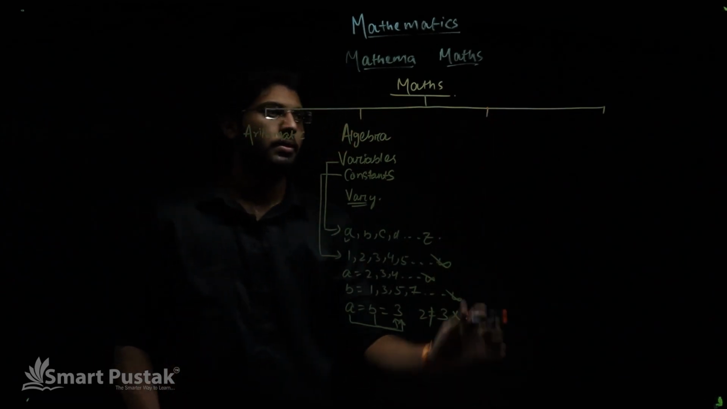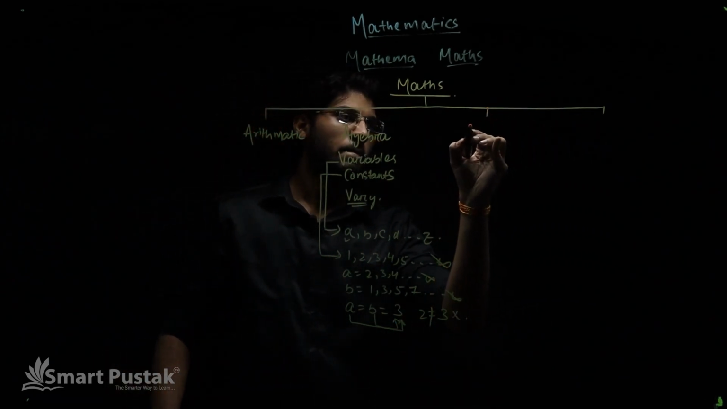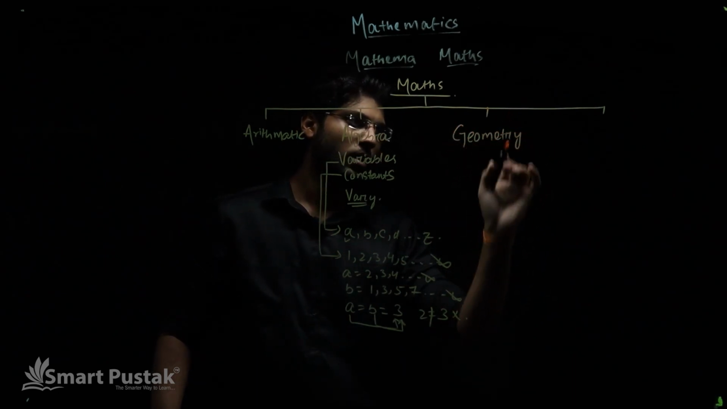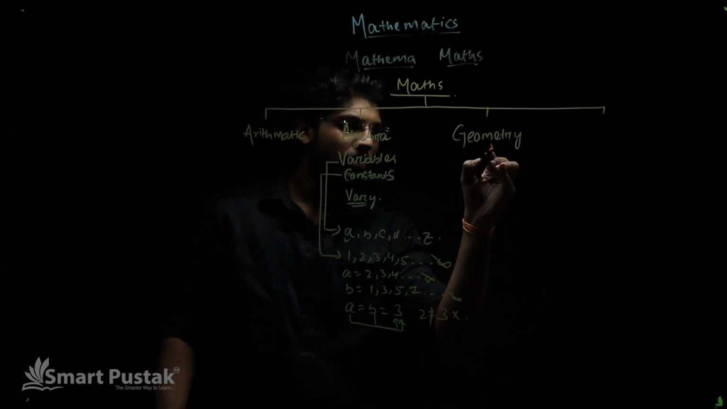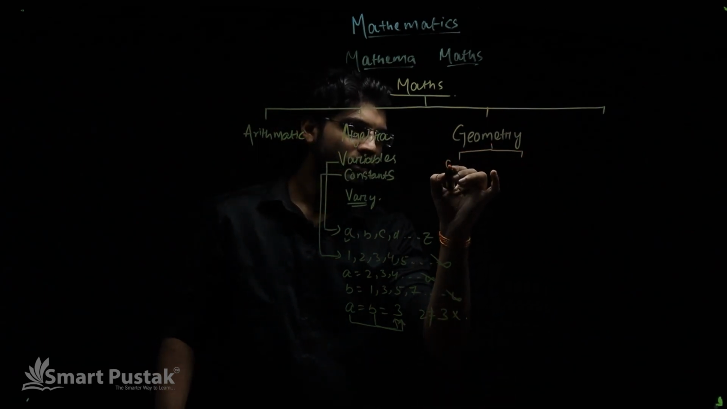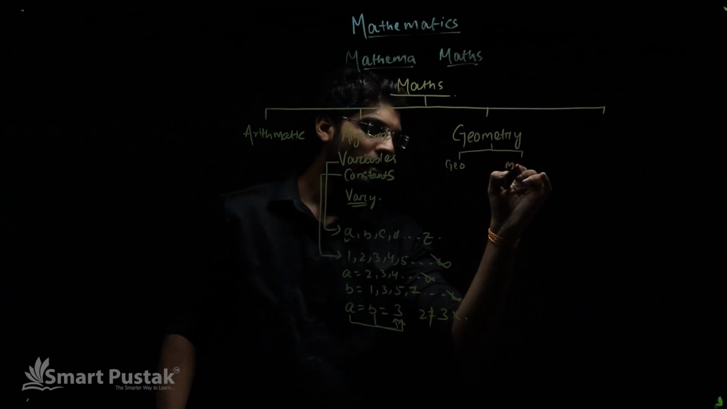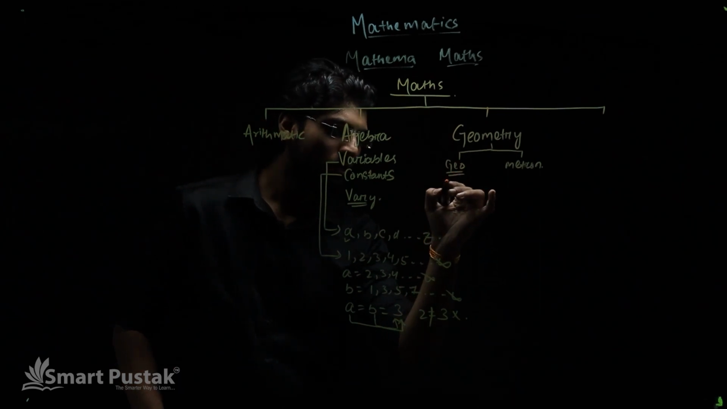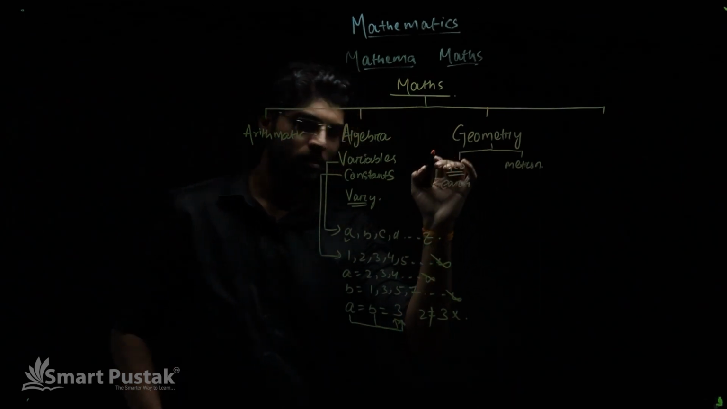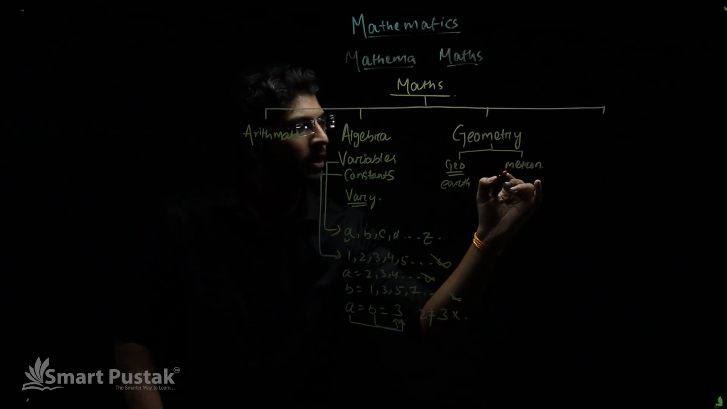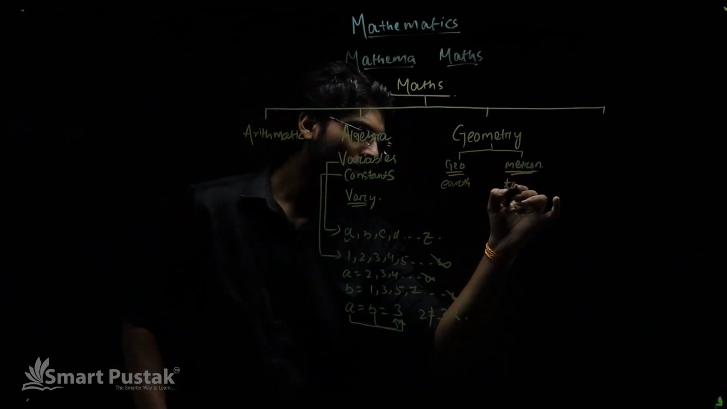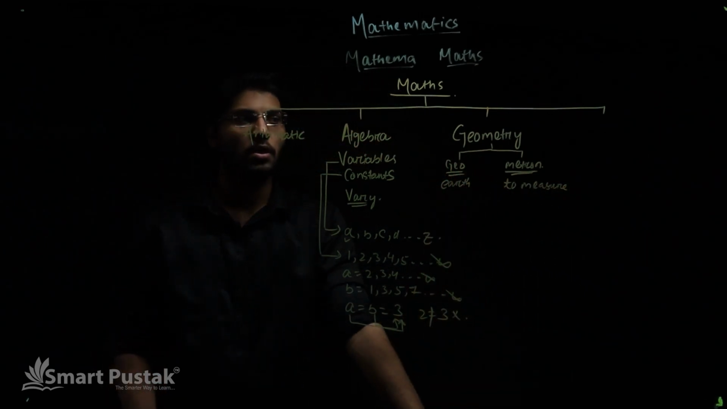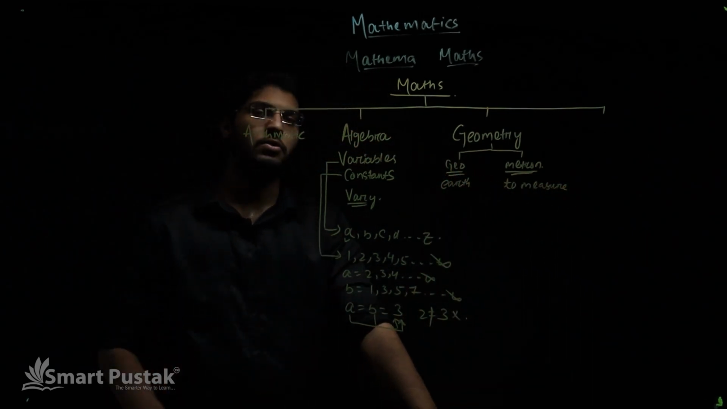Next branch of our mathematics is geometry. What is geometry? Geometry is the branch of mathematics whose name comes from two words, geo and metron. What does geo refer to? Geo refers to the earth or geographical surface. Similarly, metron refers to measure.